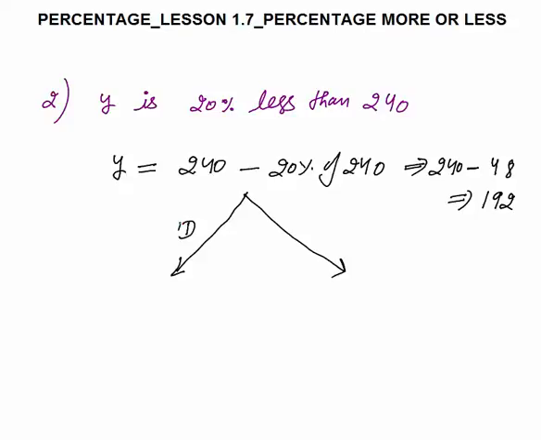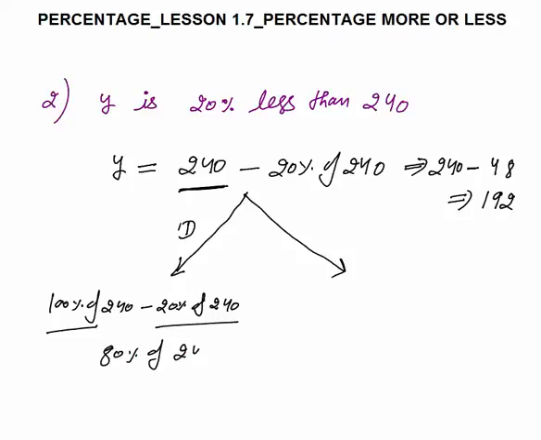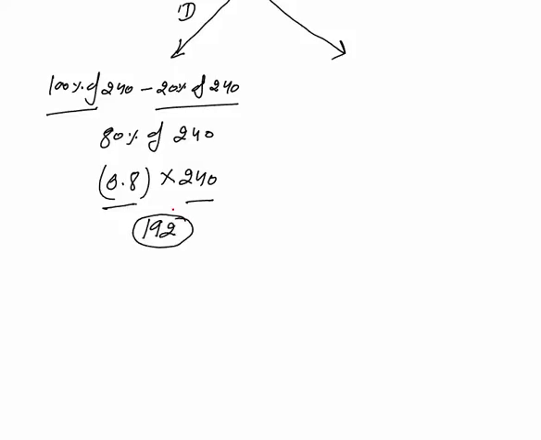The decimal way, I am just writing the decimal way. 240, everything is 100% of itself. So 240 is 100% of 240. This is 100% of 240 minus 20% of 240. You don't have to write that much in the exam. I'm just writing in order to explain to you. 100% minus 20%, you will be left with 80% of 240. Now 80% is 0.8 times 240. 80% means 80 by 100, that is 0.8. So 0.8 into 240, your answer will still be 192.